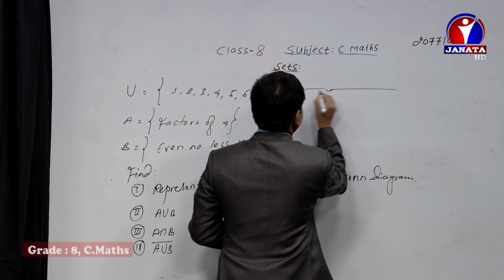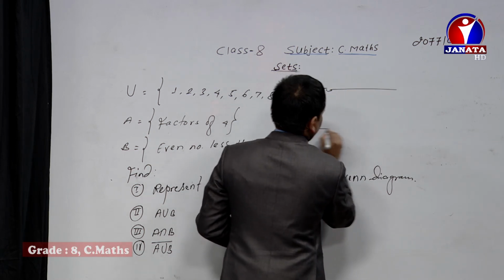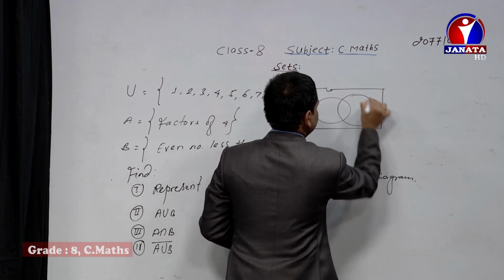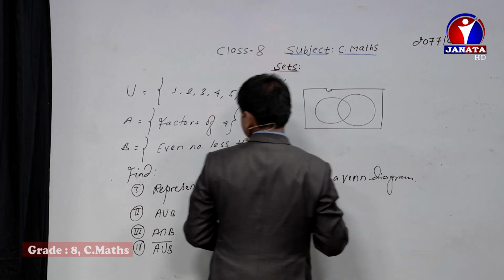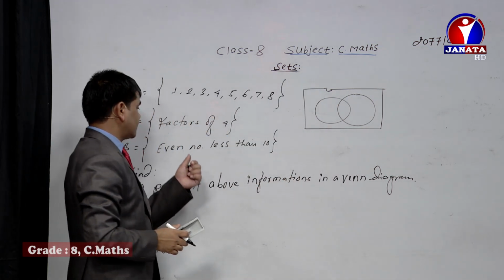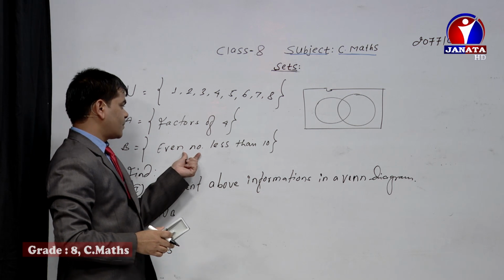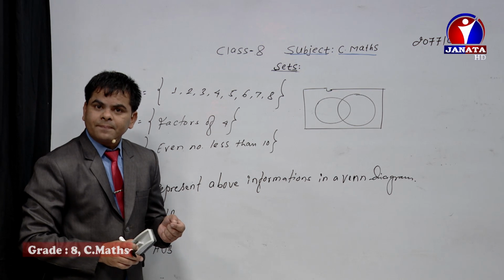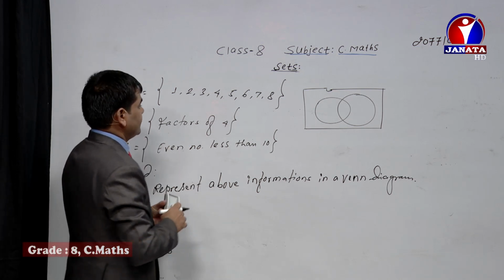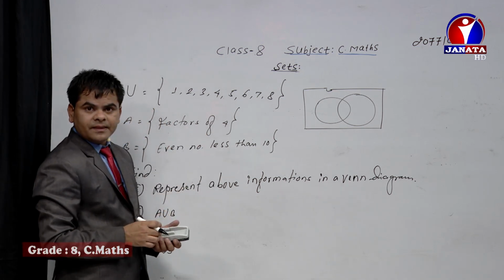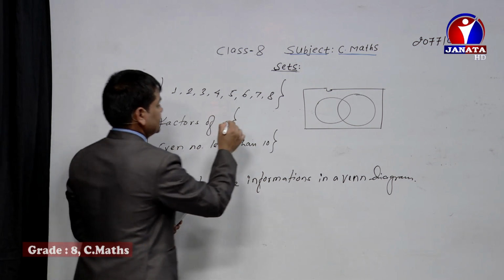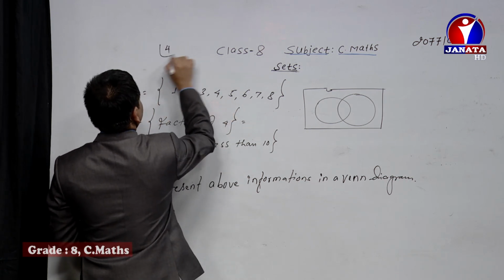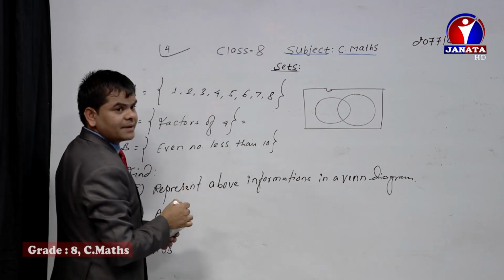What happens? There are two sets, so there will be two circles intersecting each other, because they are not disjoint sets, since factors of 4 and even numbers less than 10 have some elements common to both sets. What do you mean by factors of 4? Prime factors of 4, dear students. That means 1 is a factor of 4, because for this 4, if you want to find the prime factors, what do you do?